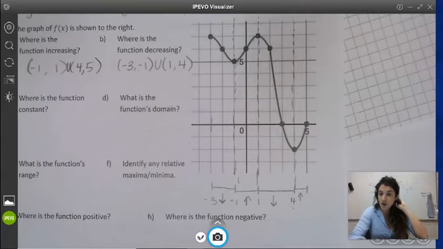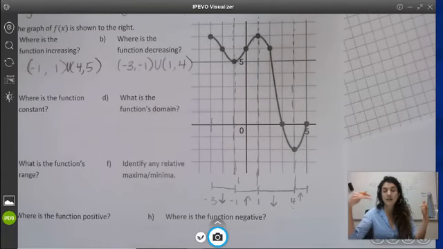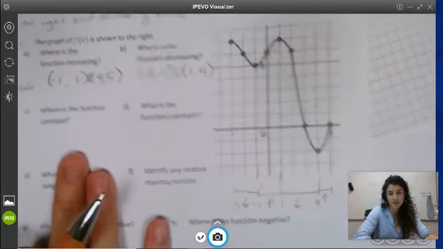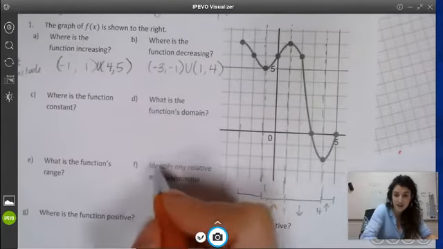In this graph, there are no intervals of constant. There are points of constant, but we're not there yet. And it's not asking for that, it's just asking for an interval. So there is none. So you can write none.